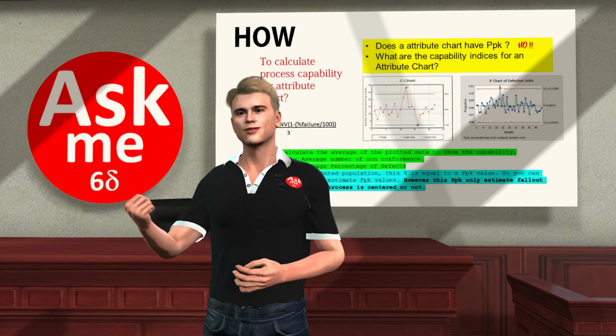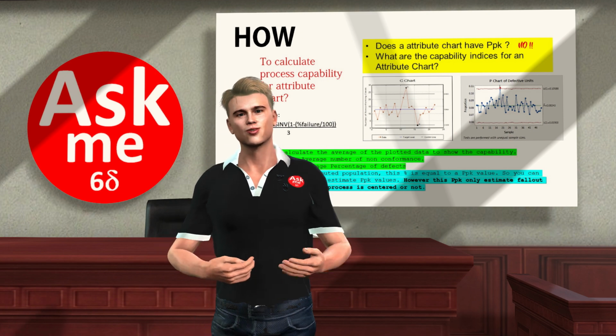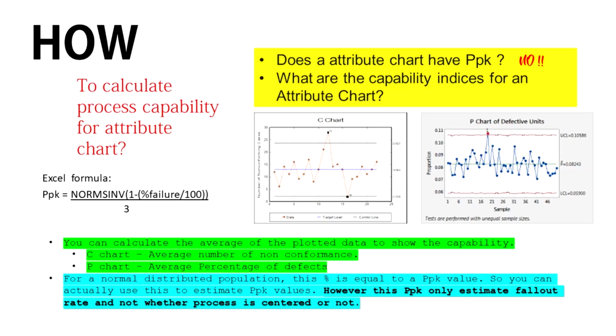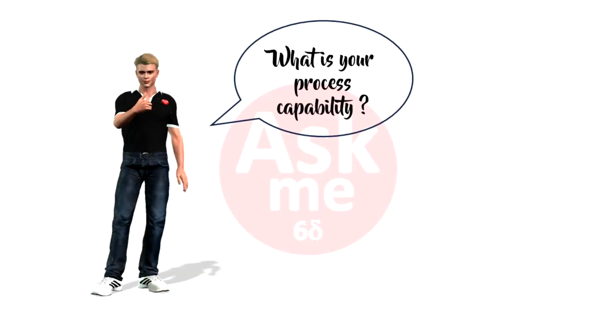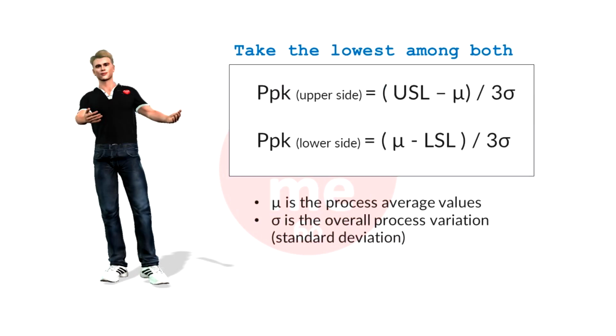Hi, this week we talk about the process capability of a process that uses an attribute chart. It is a standard procedure to calculate process capability for a process that uses a variable chart, like the X-bar chart. This capability index is PPK. The PPK formula is as follows.